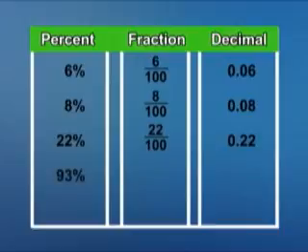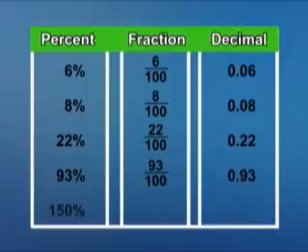The next one, 93%, is the same as 93 over 100, which is the same as 0.93. 9/10ths and 3/100ths make 93/100ths.